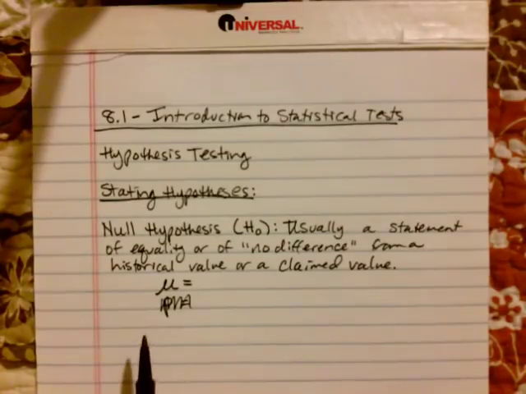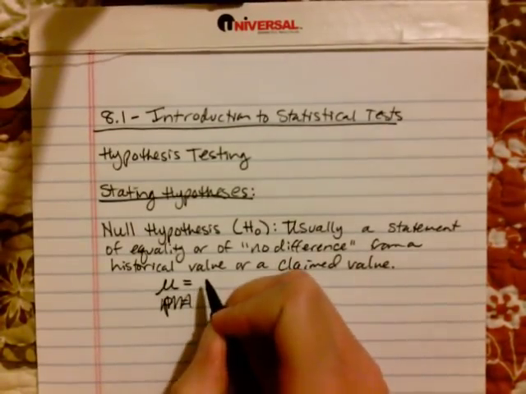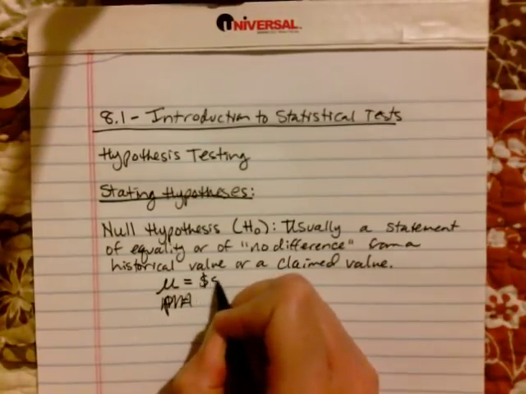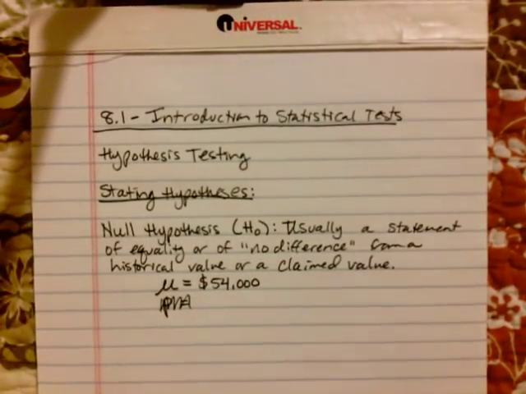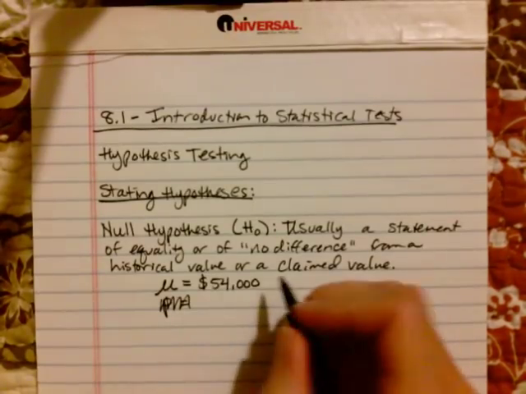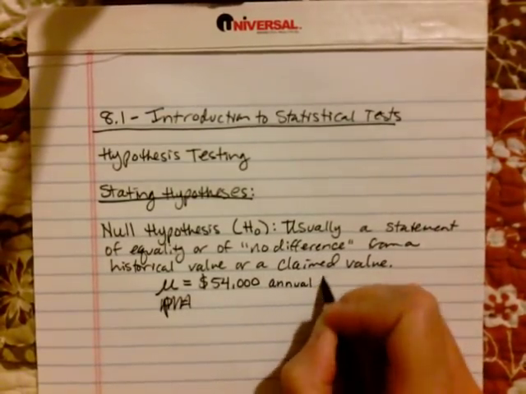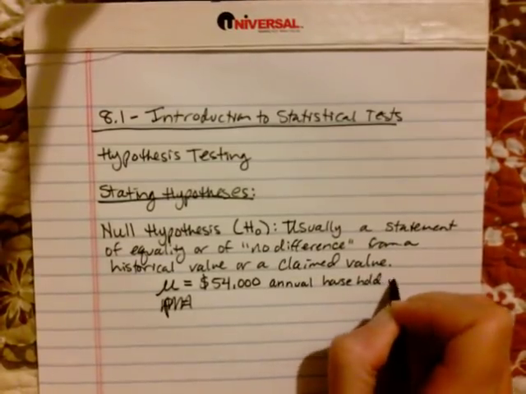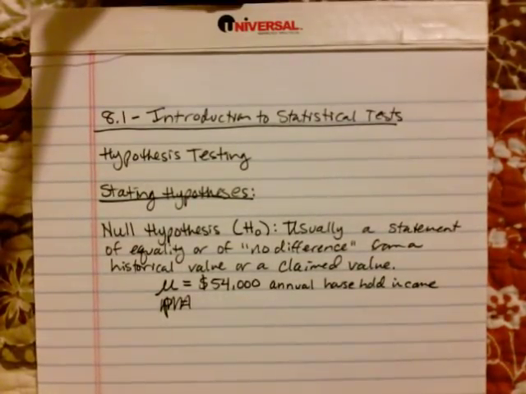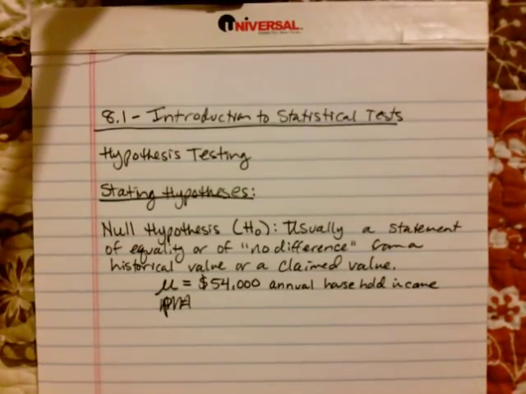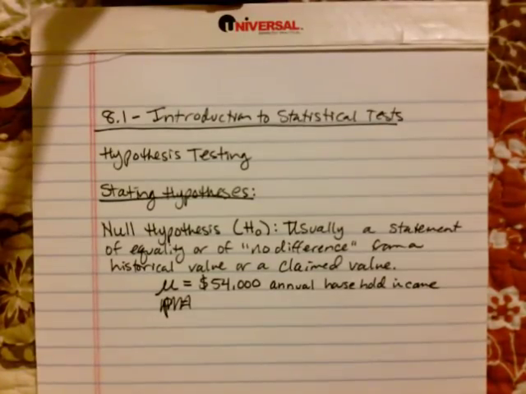As an example, let's say that I had a hypothesis that for the past, let's say, several years, average income in, let's say, Bellingham was $54,000 annually per household. So $54,000 annual household income. And let's say that that is the statement of equality or no difference from a historical value or a claimed value. Right now I'm claiming that over the past several years, the annual household income in Bellingham has had an average, population average of $54,000.